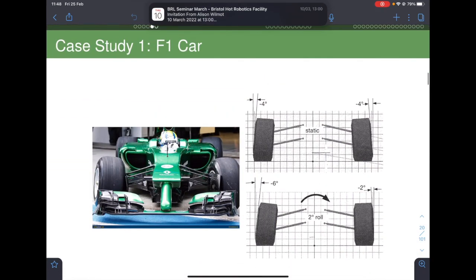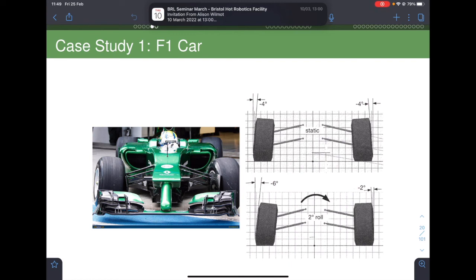So, with case studies, this is an old F1 car now. They don't look like that anymore, but well, it does show. If you look at the wishbones, you've got the wishbones here coming out of the car. Okay, so it's very similar to, but like I said, it's basically got a parallel setup. And what you do know is that there's a lot of static camber and negative camber. 4 degrees on both sides.